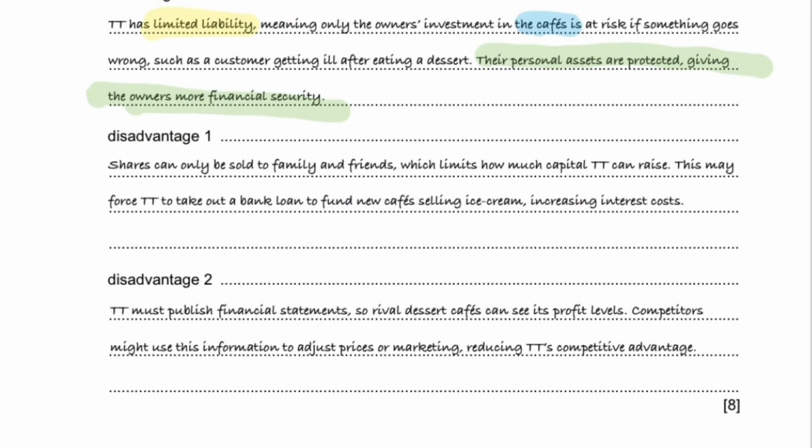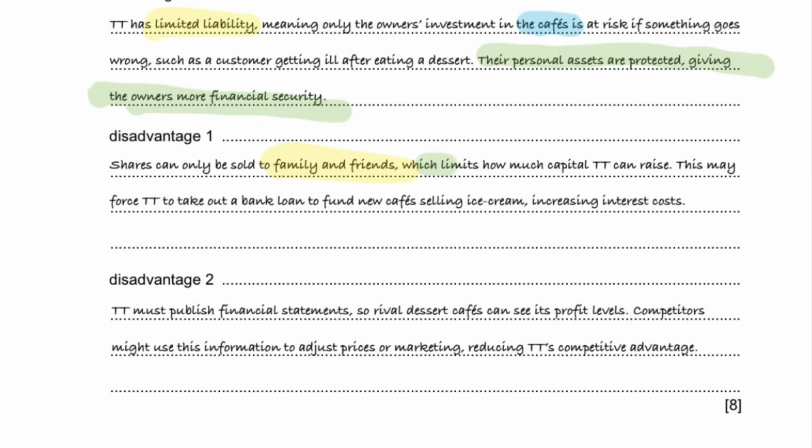A disadvantage is that shares can only be sold to family and friends, which limits how much capital TT can raise, and this may force TT to take out a bank loan to fund new cafes selling its ice cream, increasing interest rates. One mark is for saying family and friends, which is the knowledge mark, and the other mark is for stating ice cream, which is the application mark. The impact of only being able to sell to family and friends is that they don't have enough capital, so they might need to go to a bank to borrow more.